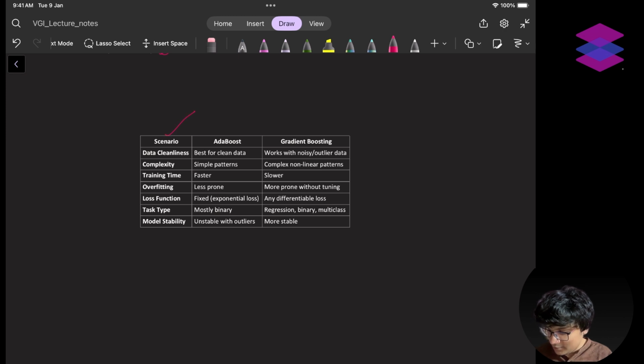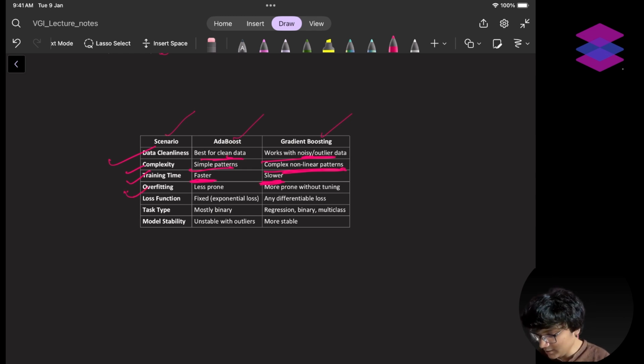Now, what is the scenario? Again, this is adaptive boosting versus gradient boosting. Data cleanliness: one is best for clean data, the other best for noisy data. Complexity: if your pattern is very simple, go for adaptive boosting; otherwise, go for gradient boosting, for example if you have a non-linear pattern. Training: adaptive boosting is faster because you have very few weak learners, while gradient boosting is slower. But if you have good compute, go for gradient boosting, right?